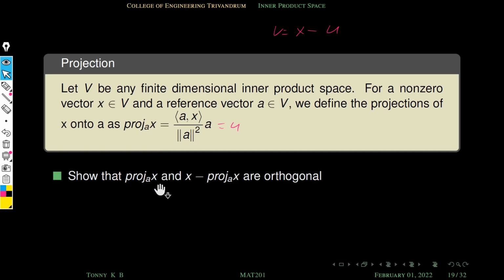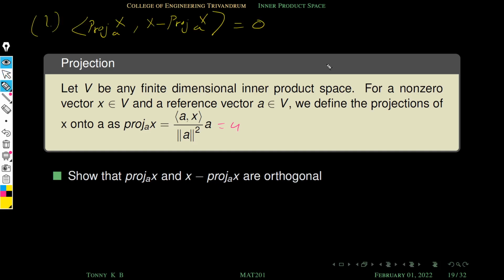Show that the projection of x onto a and x minus u, meaning x minus the projection, are orthogonal. That means you have to show that their inner product is equal to 0. So we have to show that the inner product of the projection of x on a and x minus the projection of x is 0. Instead of this equation, I am going to show that the inner product of a comma x minus the projection of x equals 0. Why?